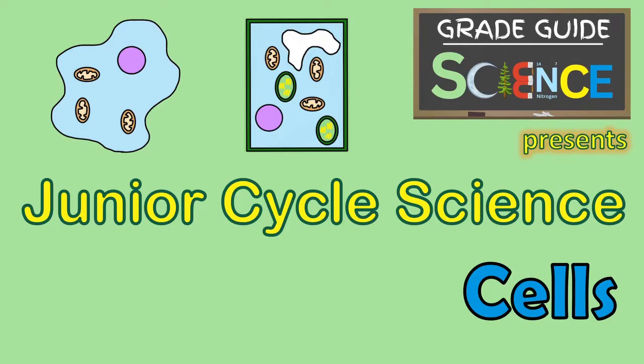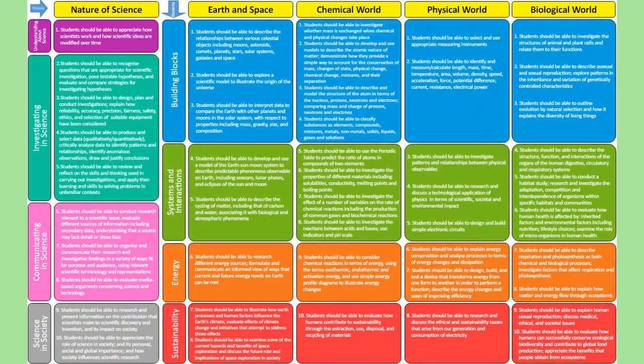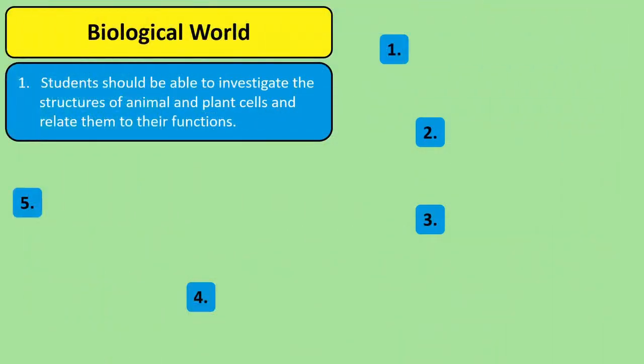This revision video on cells is directed towards students completing the Junior Cycle Science exam as part of the Irish curriculum. Taking a quick look at the NCCA learning outcomes for Junior Cycle Science, the topic of cells encompasses the first biological world learning outcome, which states that students should be able to investigate the structures of animal and plant cells and relate them to their functions. I break this topic down into 5 key concepts that you need to know for the topic on cells, which we'll go through on screen now.